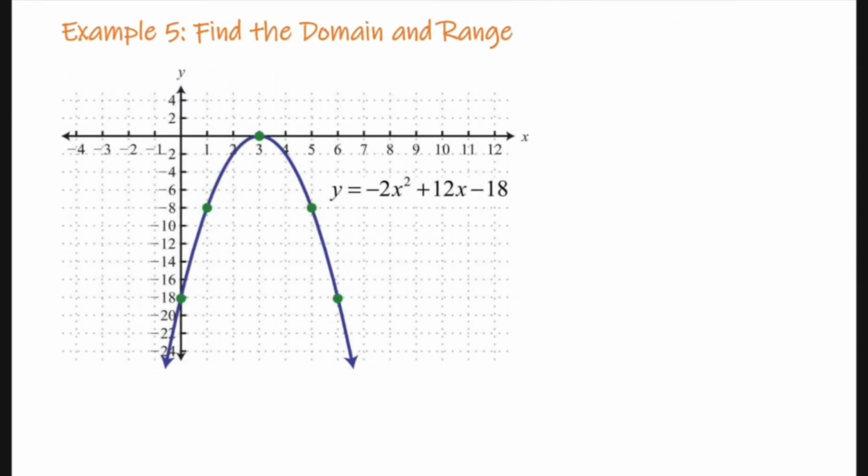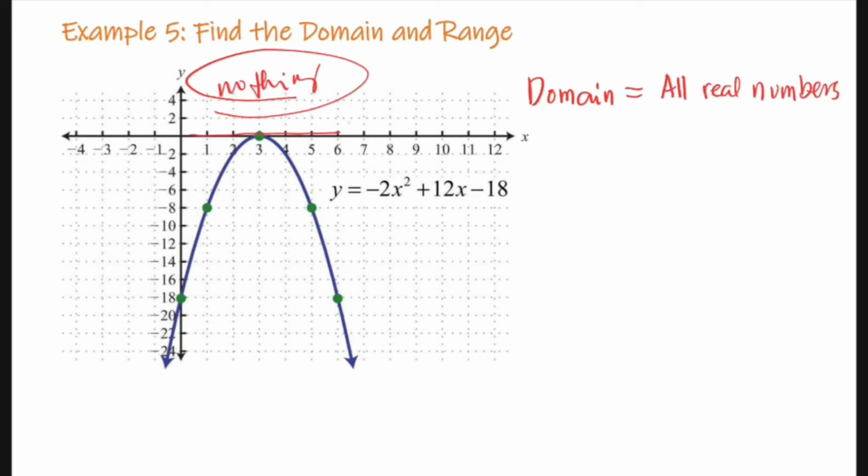Here we have another parabola, but this time it opens downward. So the domain would be all real numbers. For the range, the graph has no values above 0. Therefore, the range would be all values of y such that y is less than or equal to 0.